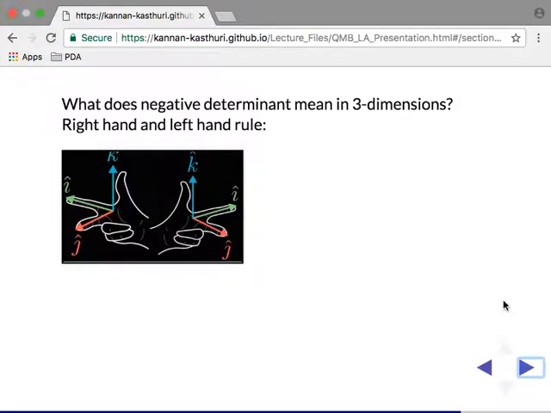So in 3 dimensions, what does it mean to have a negative determinant? Do you know the right hand rule and the left hand rule? How do you determine the coordinates? You have the i vector here, j vector here, and k vector here. If the direction is reversed, so that you will not be able to identify the axes except through your left hand, then it means a negative determinant. But still, the absolute value would give the volume of the parallelepiped.